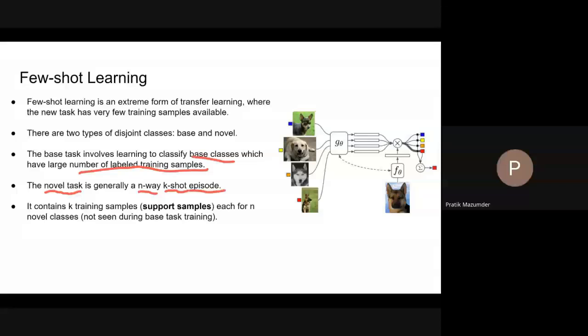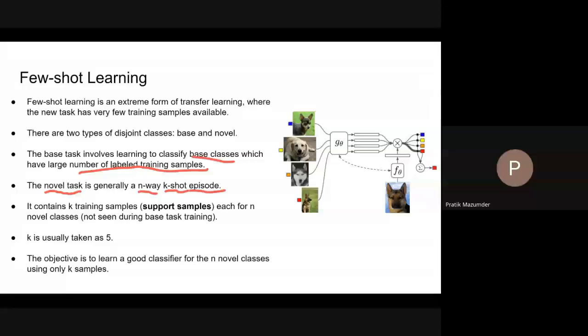These novel classes have not been seen by you during the base training phase. They are absolutely new classes for you, and you're only provided with very few k support samples or training samples. You can also have, say, a one-shot setting where k is 1. The objective is to learn a good classifier for these n novel classes using only these k samples, which is a very difficult task.